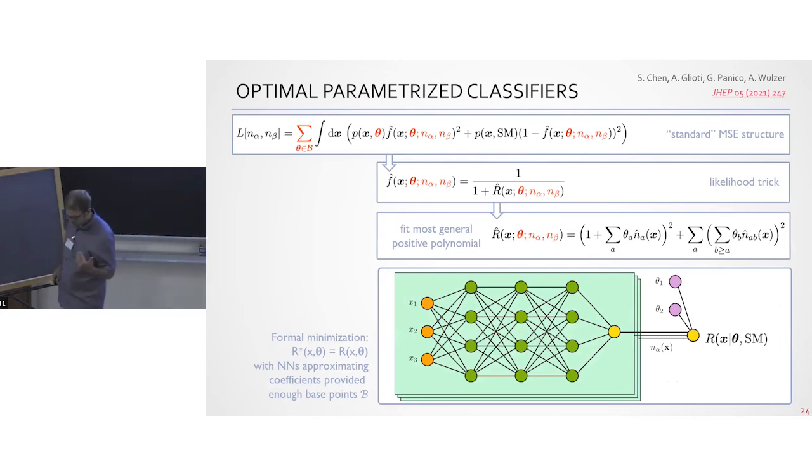So now let's parameterize things. Again, let's start with the standard mean squared error loss function, which is in black, which is the likelihood trick. So here is your f hat, and that will be 1/(1+r). And the idea is now, do not regress in f hat, regress in 1/(1+r hat), and do also not regress into r hat, but here inject the polynomial structure, and now you put your neural networks here. That's what we call parametrized classifiers.